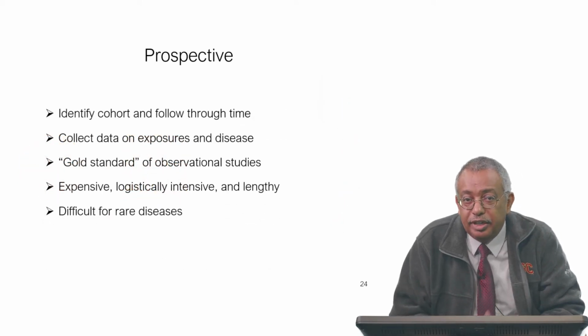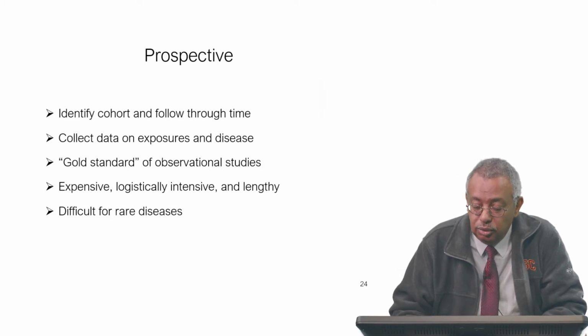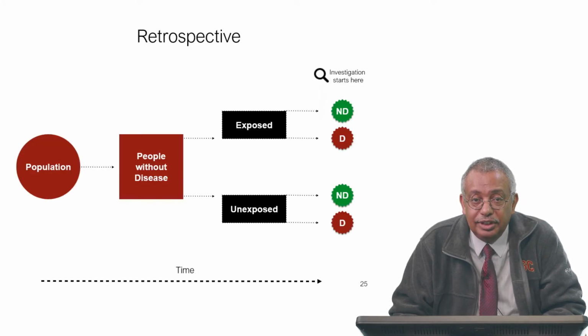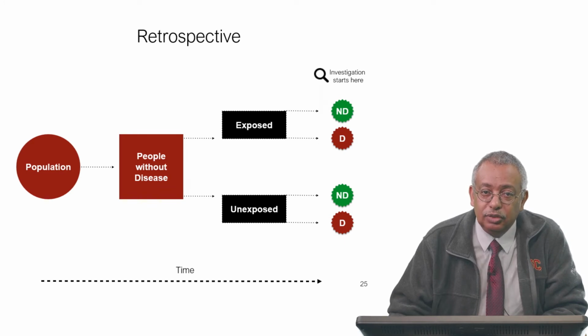Okay, so here you're identifying cohorts, following them through time, and collecting data on exposures and disease. It's a gold standard of observational studies. Of course, it's expensive, especially if you're dealing with a non-highly prevalent condition. It's logistically expensive and intensive. It could cost a lot of money, and you have to wait for a long period. And it's very difficult to conduct such studies for rare diseases, for obvious reasons that we have discussed already when we talked about case control studies.